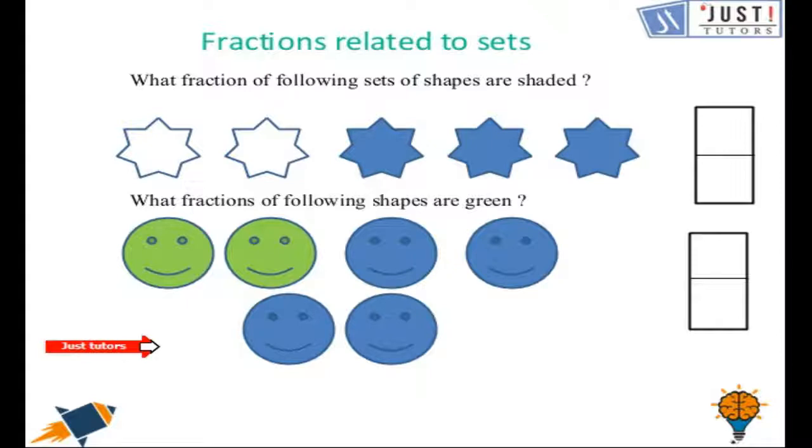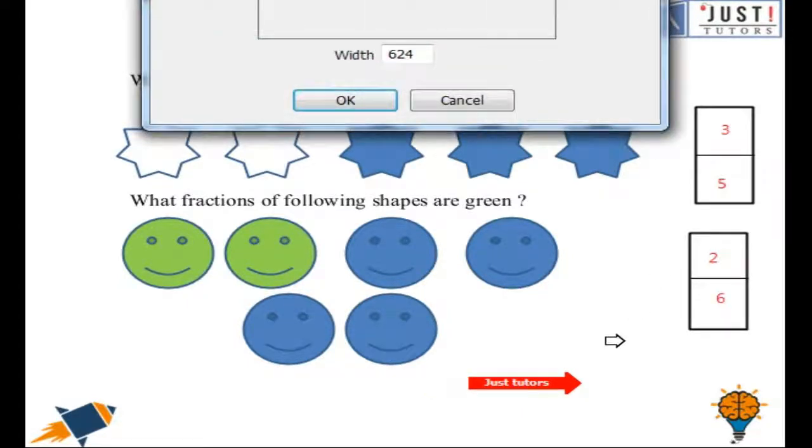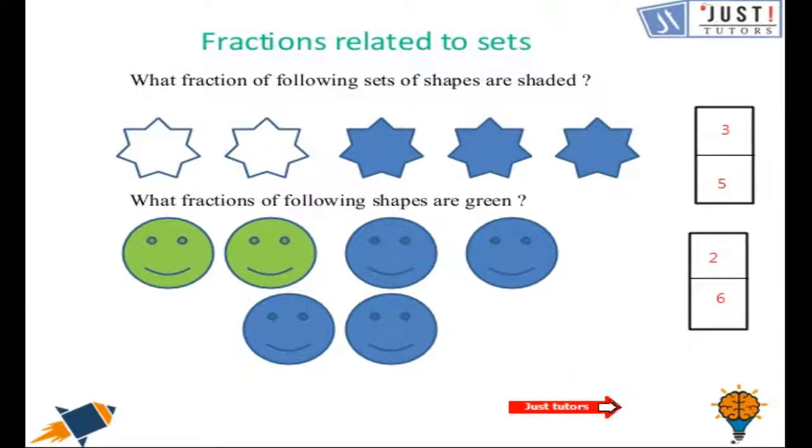Alright, now let's try to find the fraction of the colored part. Here we can see we have 5 stars in total and 3 are shaded. The fraction will be 3 over 5. And the same will go with the other part. Here we have 2 smileys that are in green color, and in total we have 6. The fraction will be 2 over 6.